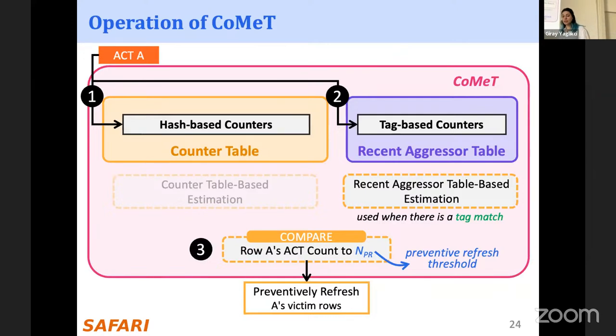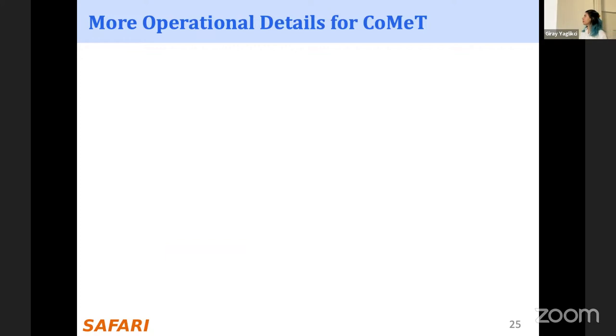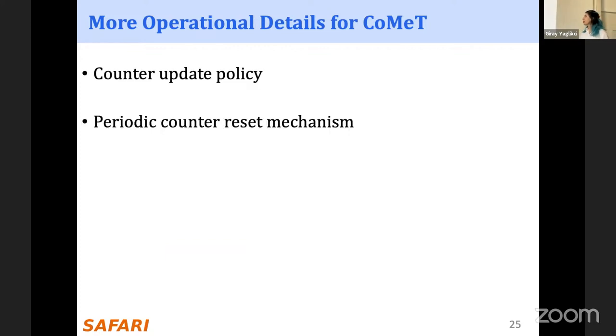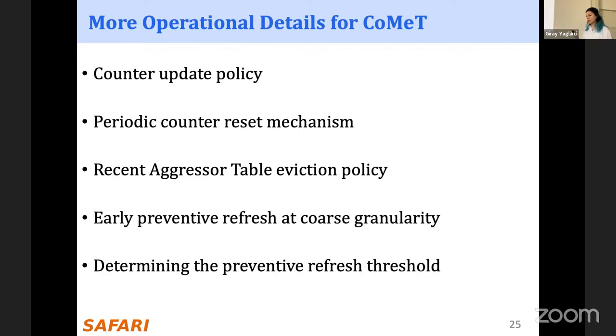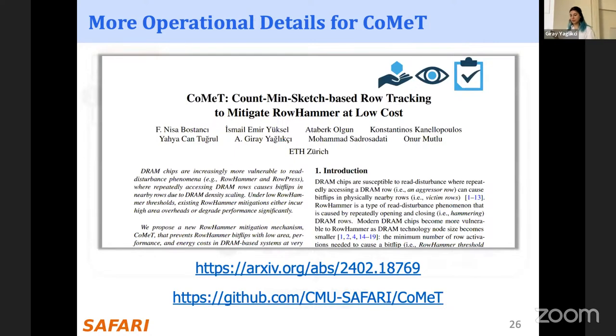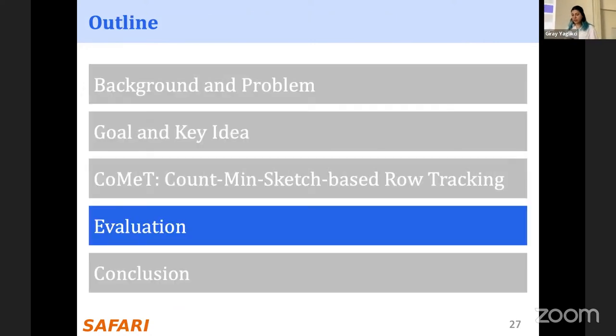And this was the high-level summary of how CoMeT operates. We have more operational details for CoMeT, including the counter update policy, the periodic counter reset mechanism, the recent aggressor table eviction policy, and other details. So you can check our paper for those. Let's move on to the evaluation.